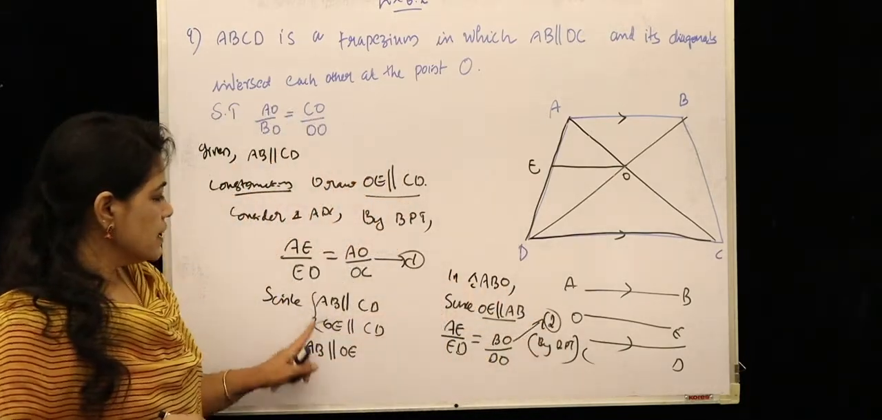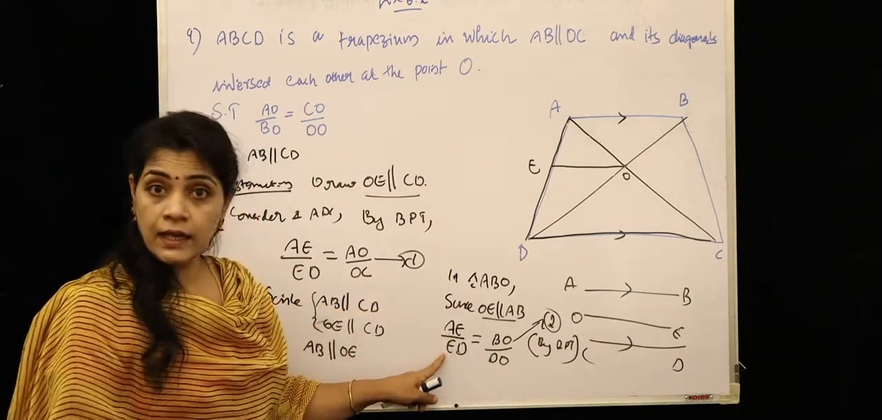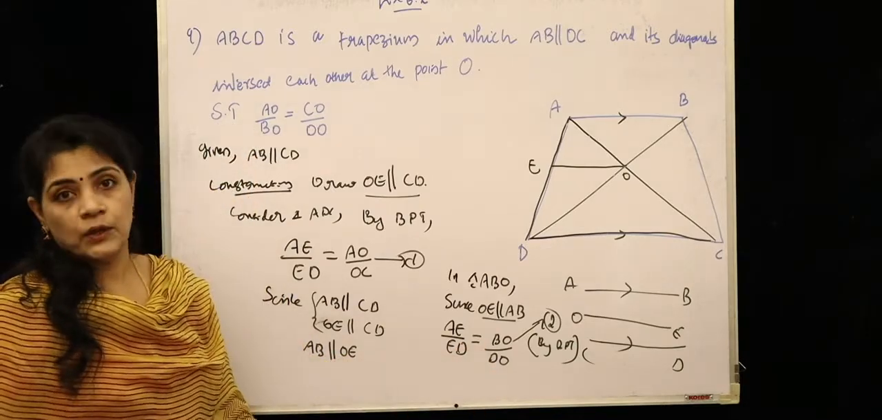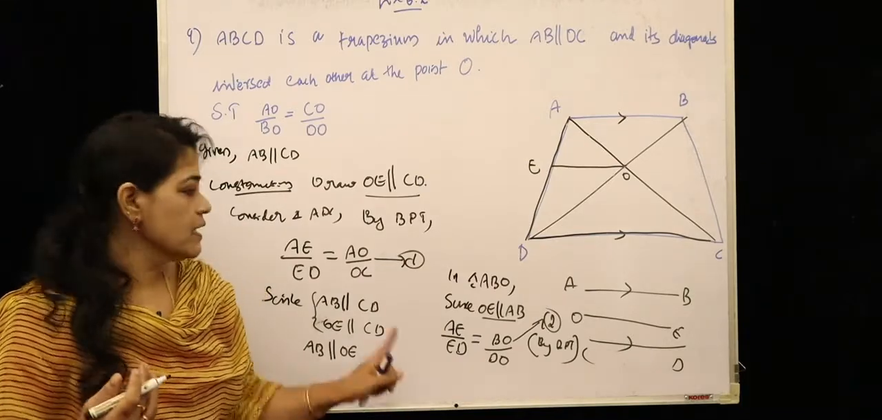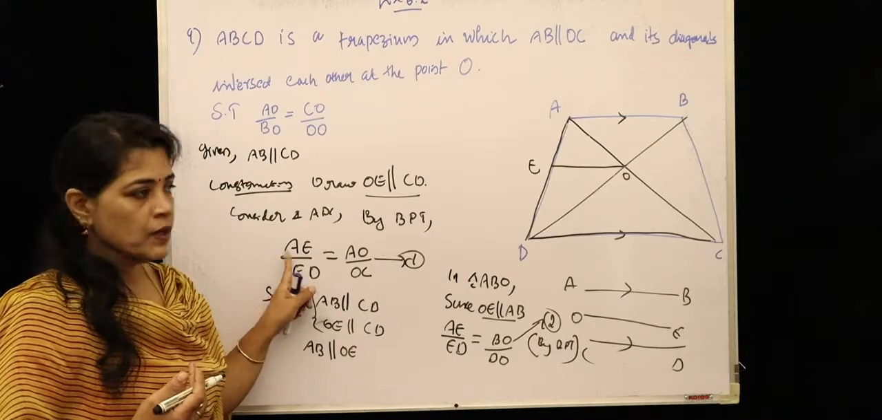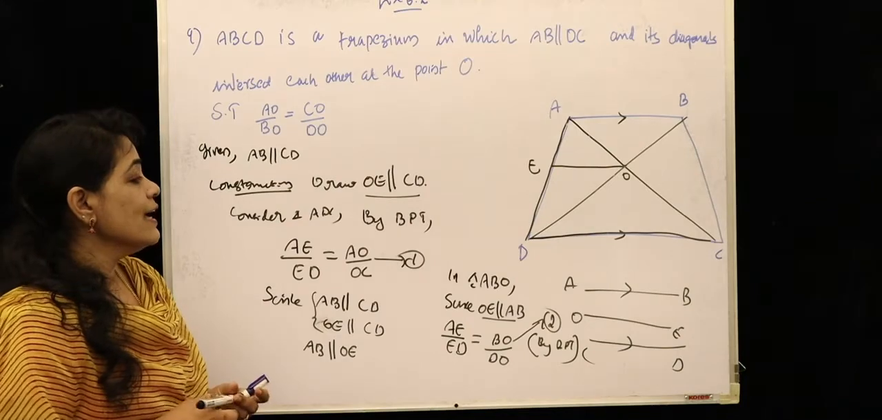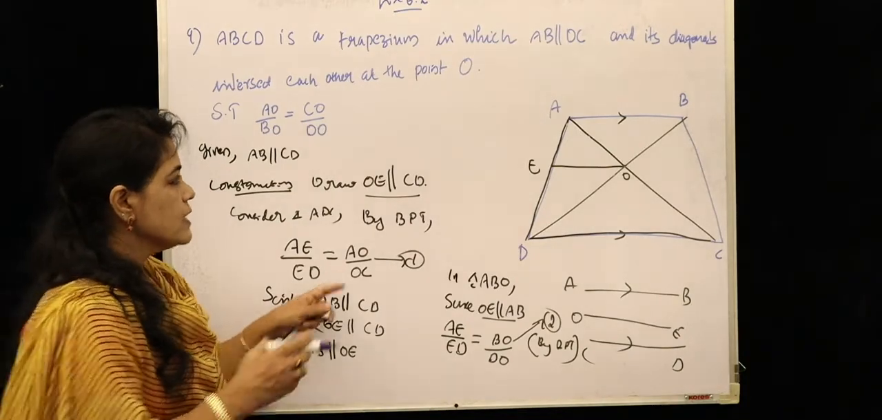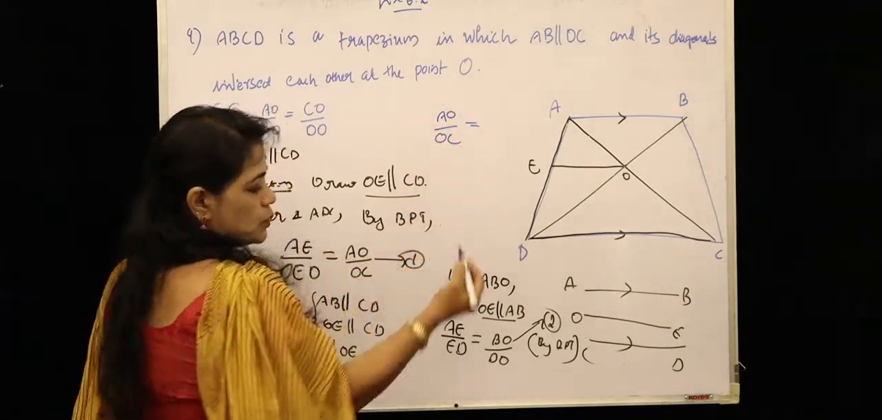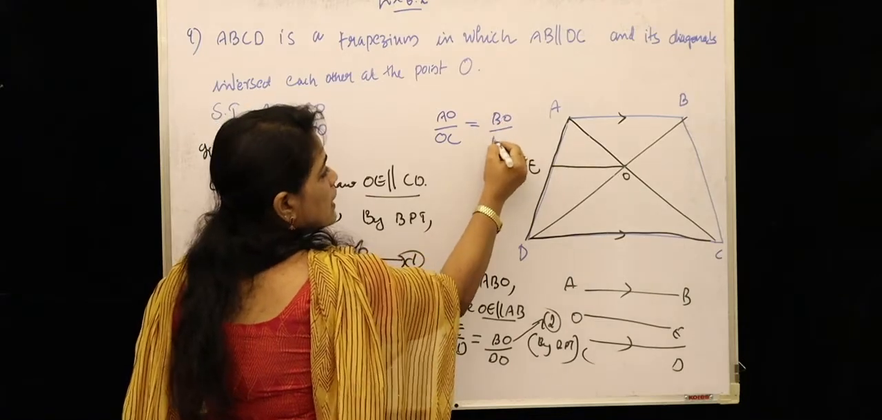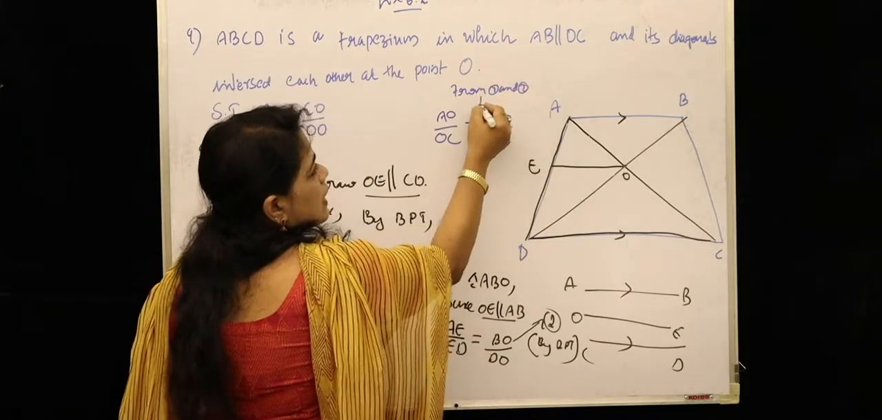See, from 1 and 2, children, AE by ED equal to AO by OC. Here, AE by ED equal to BO by DO. So from 1 and 2, what you can see? You can equate the LHS. Being the same LHS, you can equate their RHS part. Understood? That means I am going to equate the RHS of equations 1 and 2 as AO by OC equal to BO by DO.